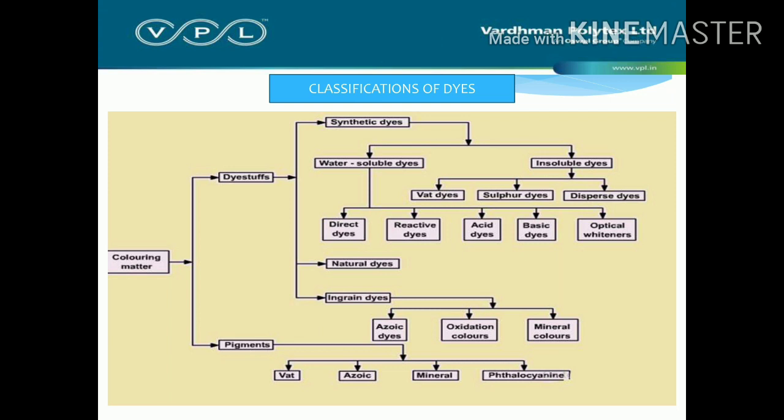The next, ingrain dyes, are categorized into azoic dyes, oxidation colors and mineral colors. The last one, pigments, are categorized into four groups: vat, azoic, mineral and phthalocyanine.